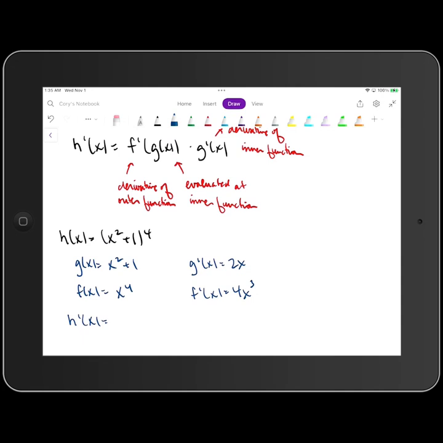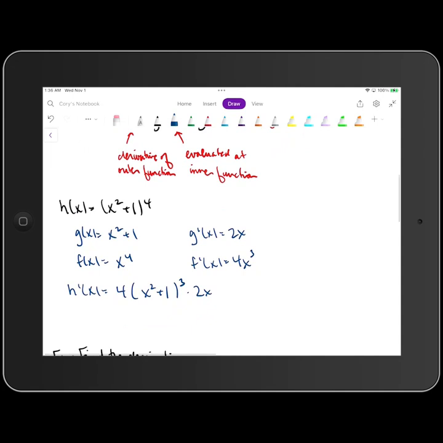So if I want to take the derivative of that composite function, h prime of x, that is going to be equal to f prime, which is 4x cubed. We're going to evaluate that at the inner function, g of x, which is x squared plus 1. And then we're going to multiply that times g prime of x, which is 2x. The only thing for me to do in simplifying this is to rearrange the order of the factors. So we can make h prime of x equal to 8x times x squared plus 1 cubed. Okay, and that right there is the derivative of that composite function using chain rule.